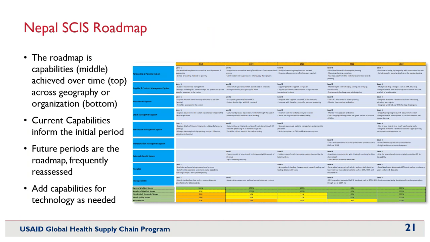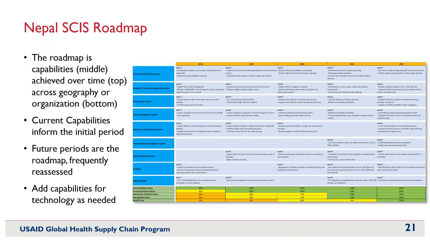So the Nepal roadmap is very similar to what we're showing. It has the capabilities in the middle: forecasting and planning and supplier and contract management and procurement system across the GI, those things that we wanted to achieve over time across the top, with the geography of that deployment across the bottom.